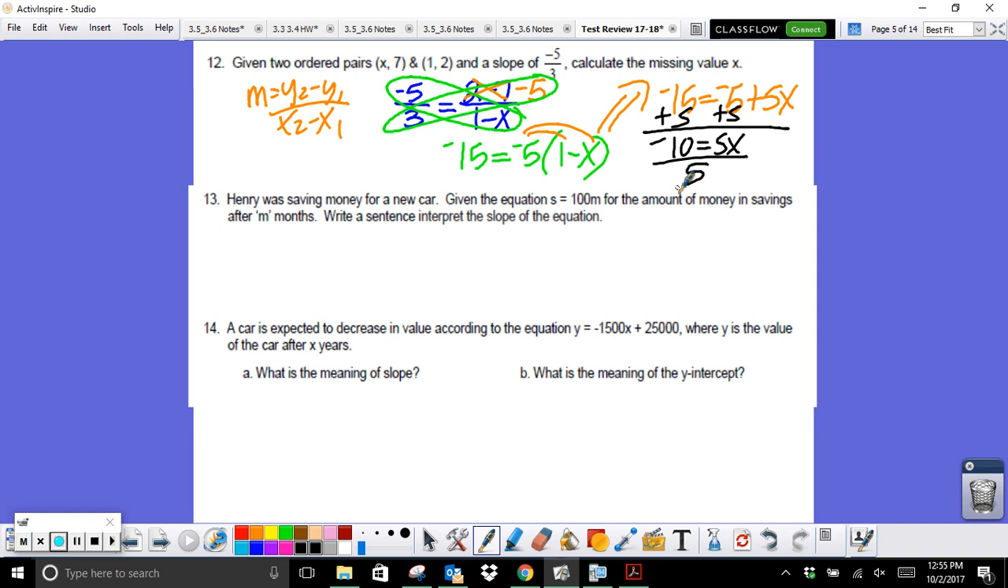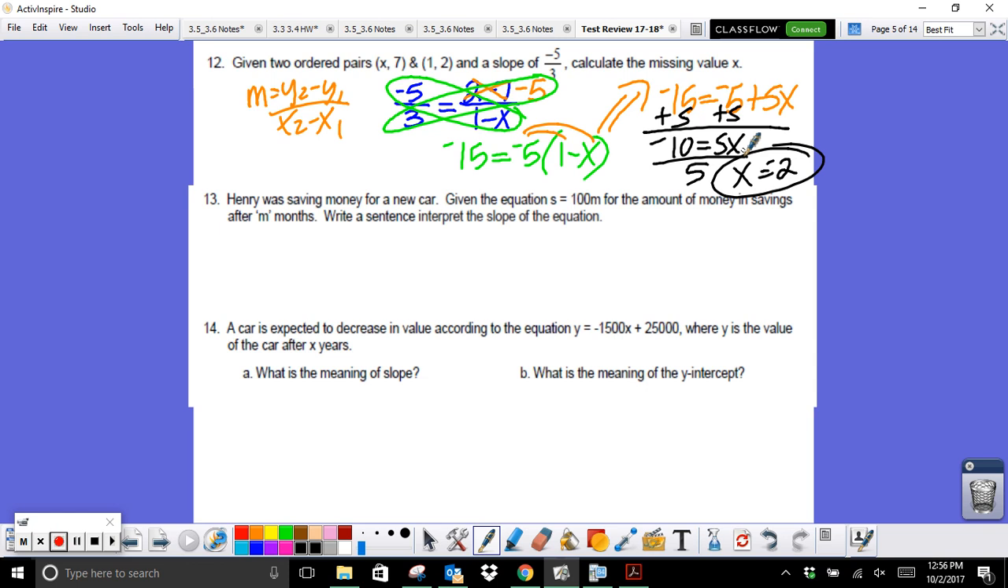Divide by 5. So x is negative 2. If you wanted to check that, you can plug it in for x, find the slope of those 2 points, and your slope needs to be -5/3.